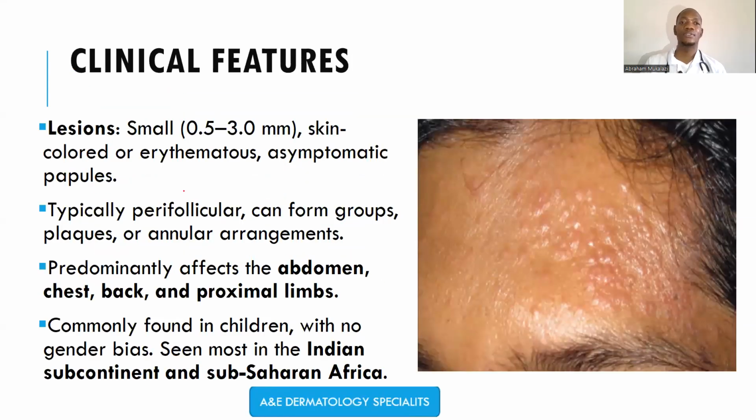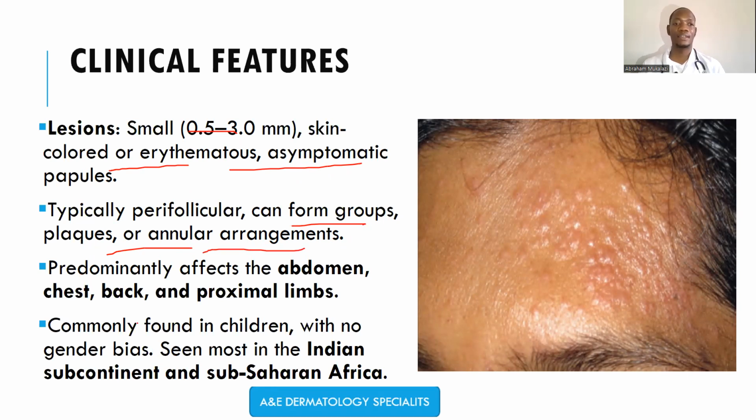It's an id reaction. Lesions are usually 0.5 to 3 millimeters in diameter. Skin colored, they can be erythematous. Most of the time, they are asymptomatic. They are typically perifollicular, and they can be in groups, or sometimes they coalesce to form plaques. They can have an annular arrangement like lichen spinulosus, and predominantly they affect the abdomen, the chest, the back, and the proximal limbs. Common in children and adolescents. There's no gender bias in this case, but we see it commonly in sub-Saharan Africa. So you see these lichenoid papules that are grouped.